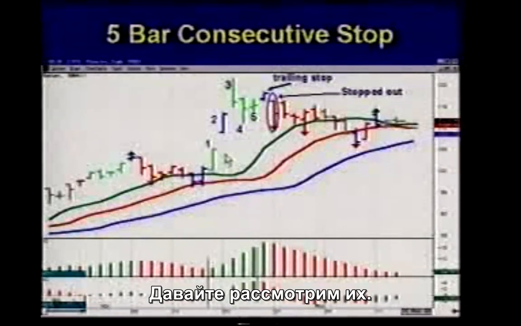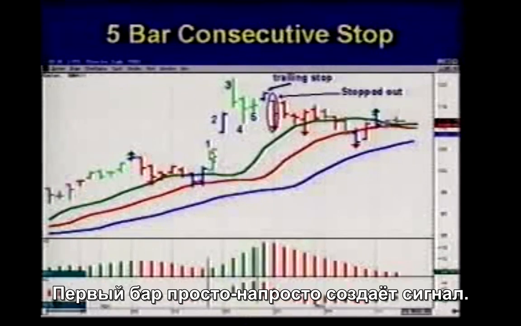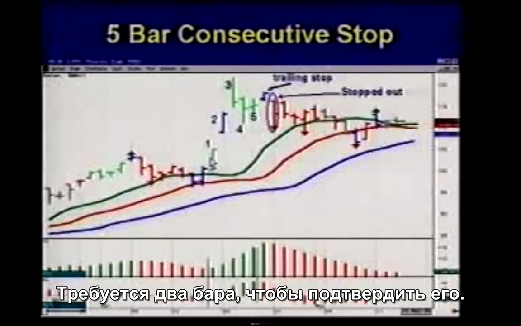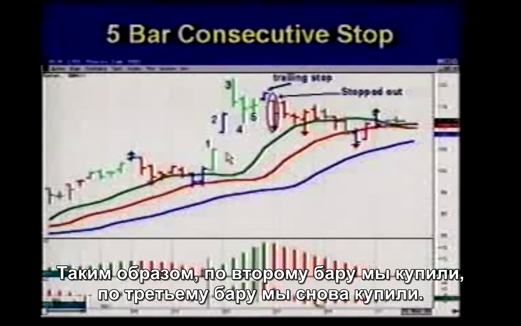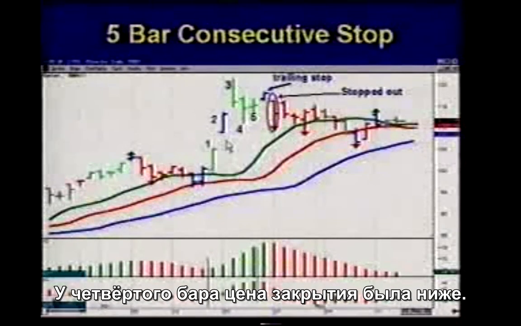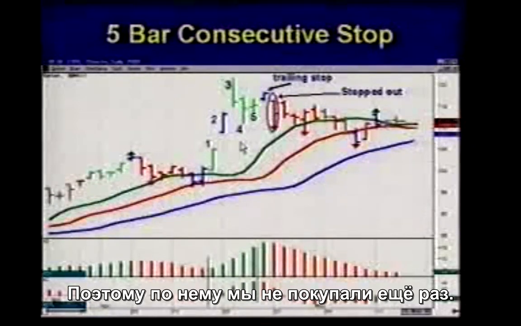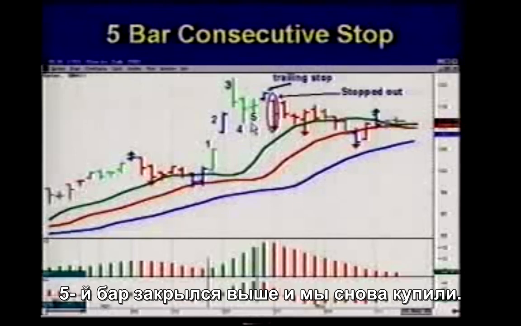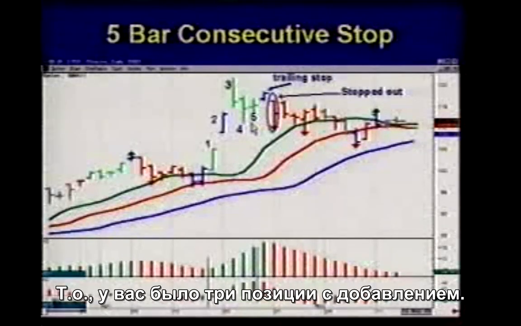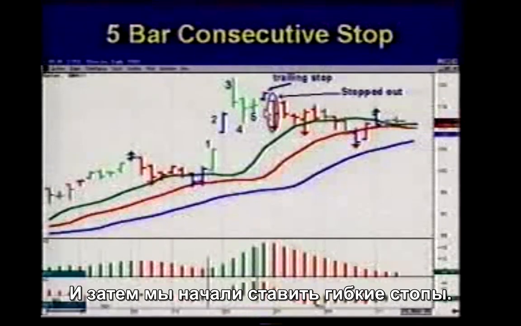Now let's take a look. First one simply creates a signal. Takes 2 to initiate. So second one we bought. Third one we bought again. Number 4 had a lower close, so we did not buy on that one. And number 5 had a higher close, so we did buy again. So you had 3 add-on positions, and then we started trailing our stop.